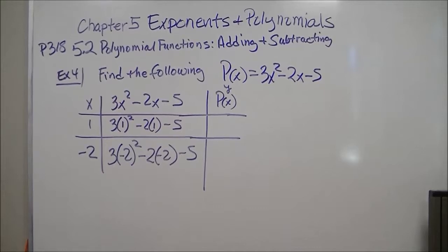All right, now we're moving on to specific examples, and by the way, we skipped example 3. I covered that in the previous part. All right, find the following. Here they're giving you function notation, where they're saying the function of x is this, or p of x is this. And they're asking us to substitute as values of x here, a 1 and a -2.